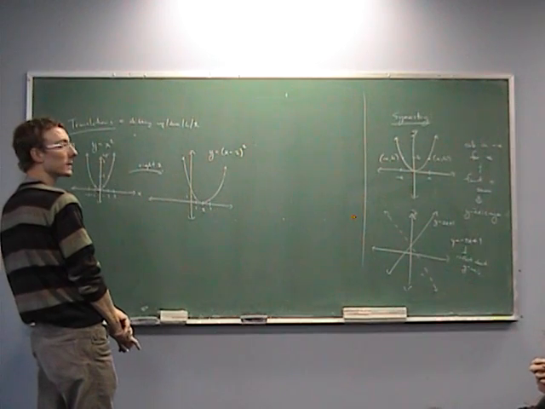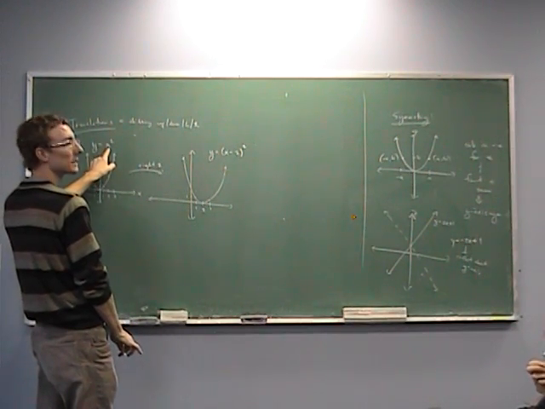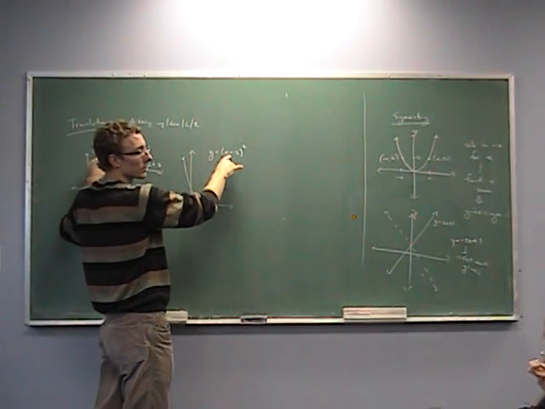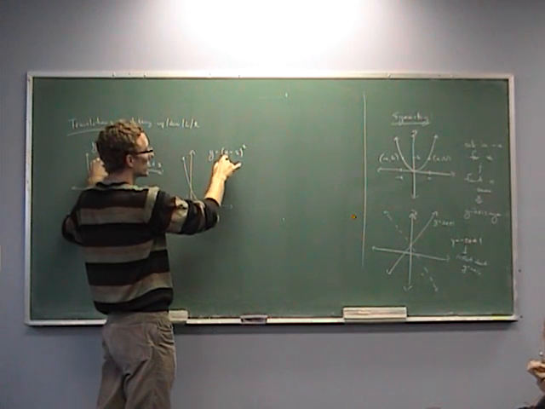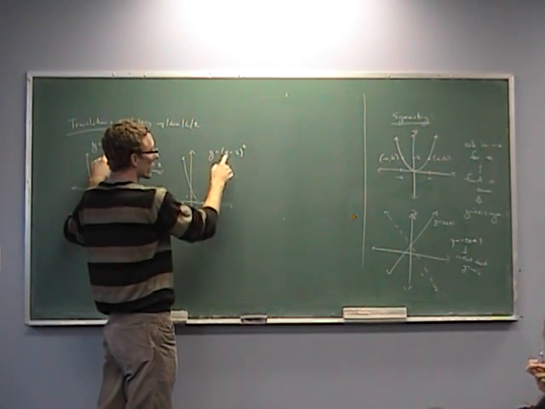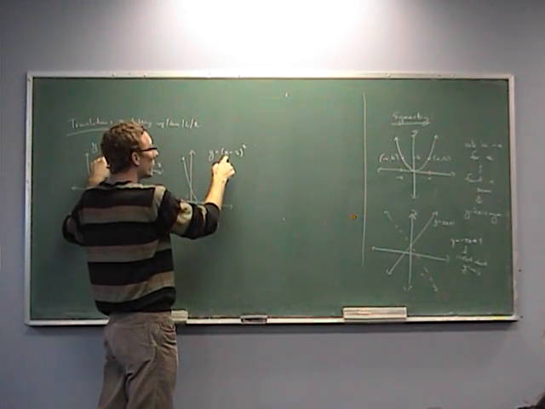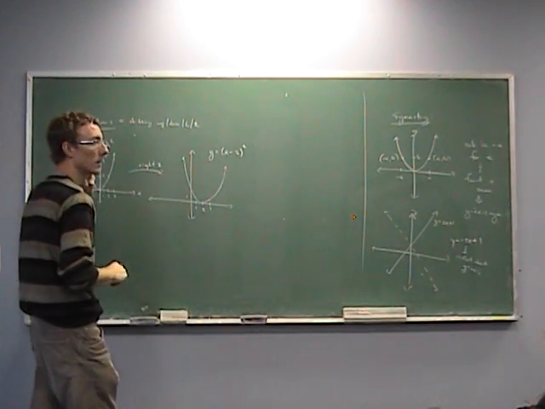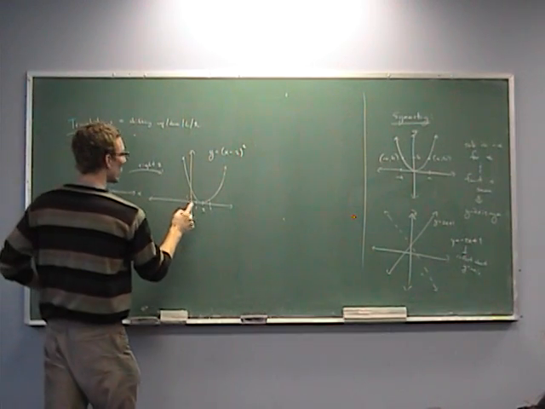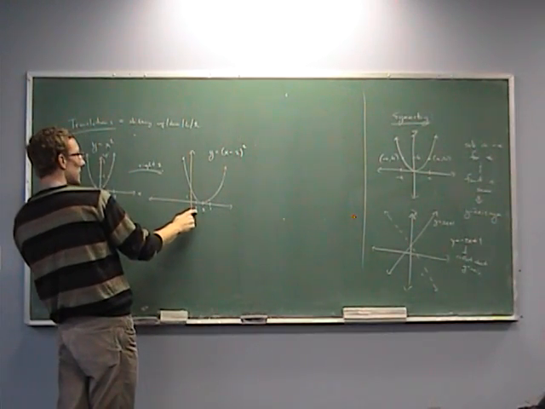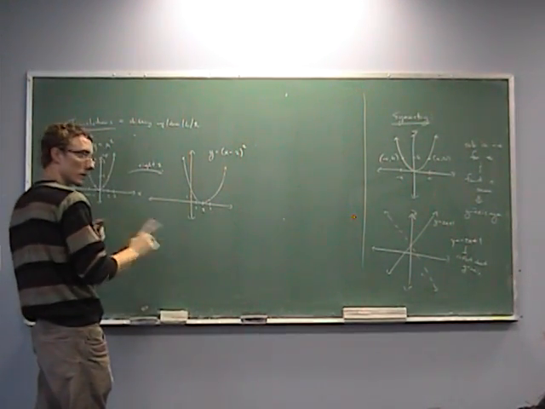How did we move it to the right too? Instead of seeing x squared, we saw x minus 2 squared. Plug in 2, you'll get the 0 point. Plug in 3, you'll get the point that used to be at 1. Plug in 1, you'll get the point that used to be at negative 1. And if the point at 1 is the point that used to be at negative 1, everything's been basically shifted 2 to the right.